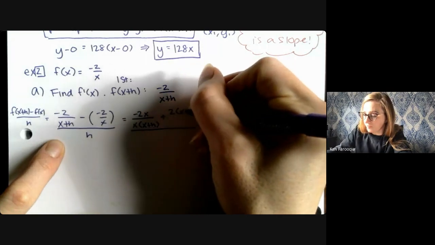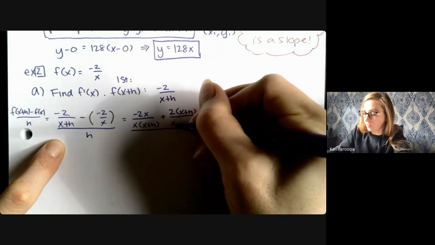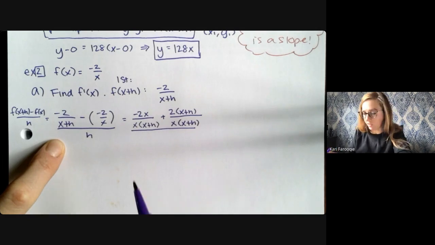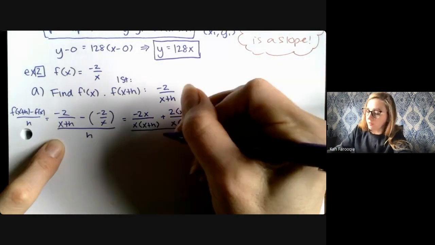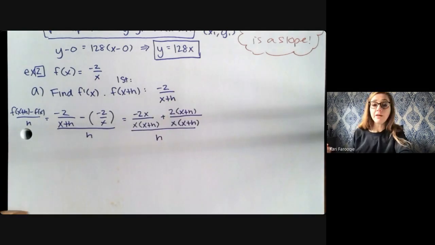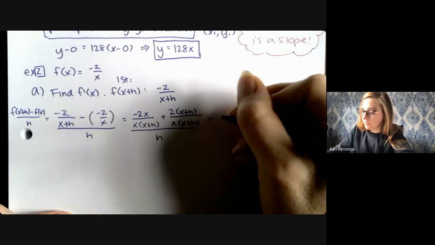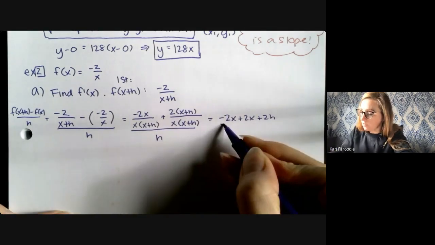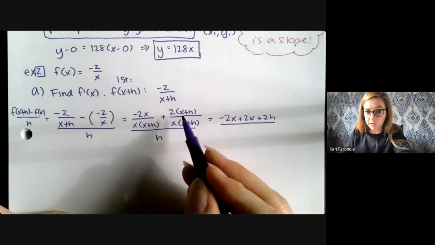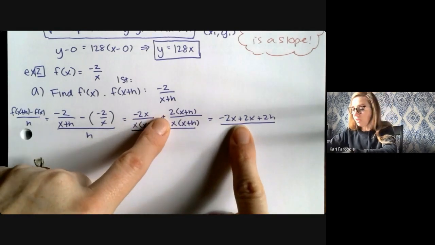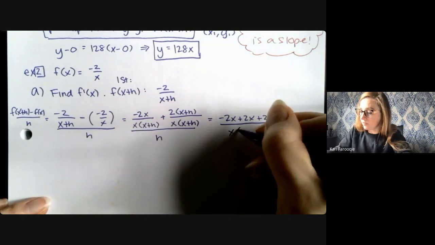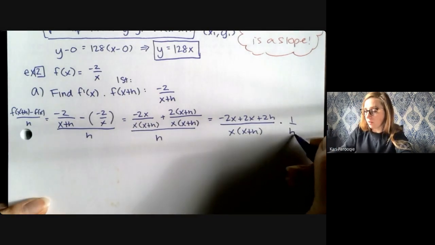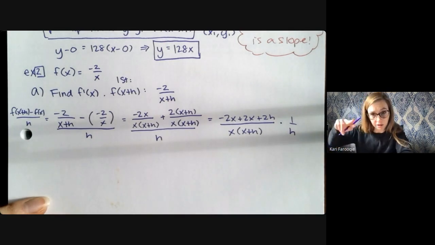Plus 2 times x plus h divided by x times x plus h. And again, if I were to cancel out the x plus h's, I would get back to where I started. And then we'll divide by h. Now that we have a common denominator, we can add these two fractions. So this is -2x plus 2x plus 2h. I went ahead and added the two fractions together by adding their numerators. So this is -2x plus, and then distributed the 2 into the parentheses. And then instead of dividing by h, I'm going to multiply by 1 over h. So when we're dividing two fractions, we invert and multiply.